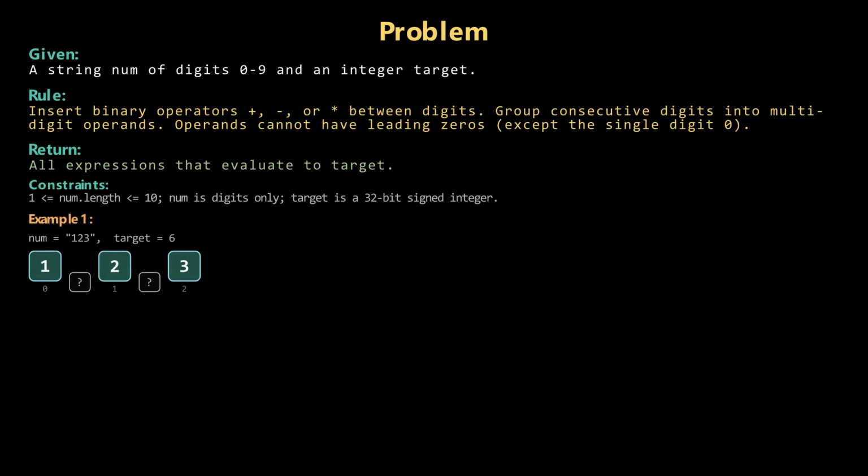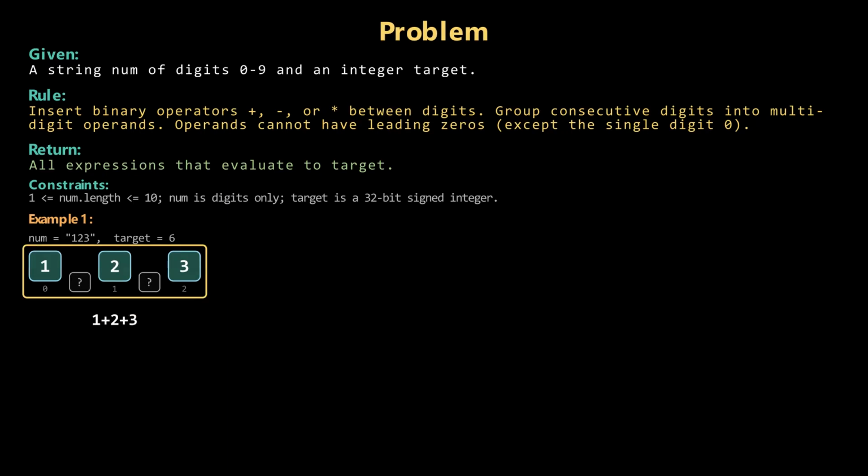Given a string number of digits 0 to 9 and an integer target. Rule: insert binary operators plus, dash, or asterisk between digits. Group consecutive digits into multi-digit operands. Operands cannot have leading zeros, except the single-digit 0. Output all expressions that evaluate to target.